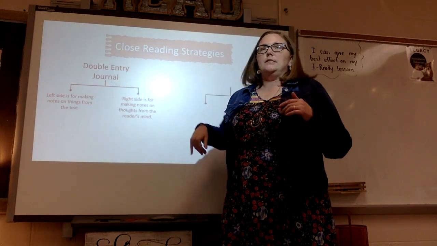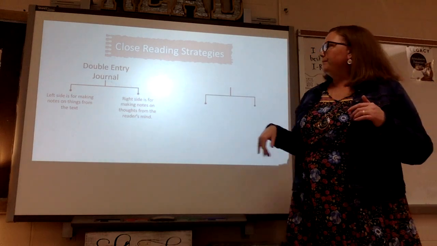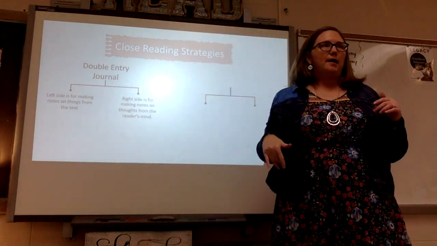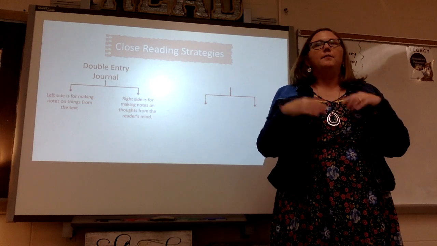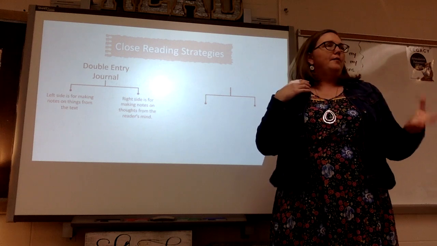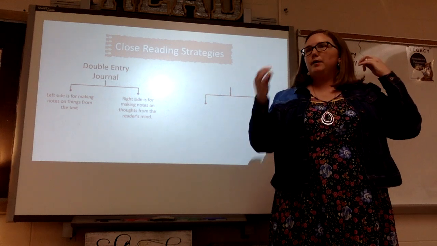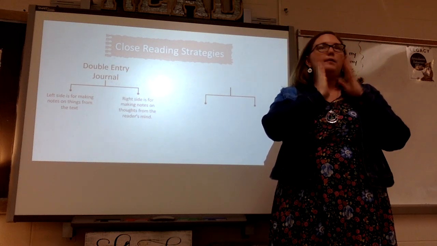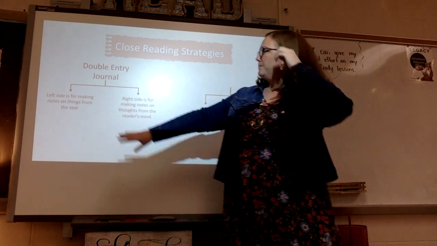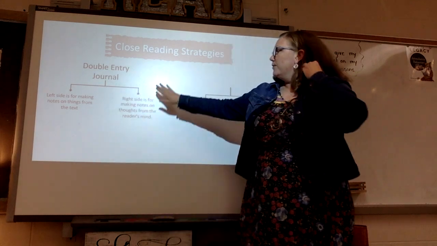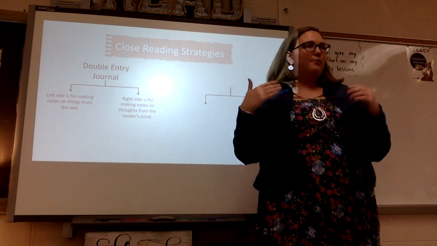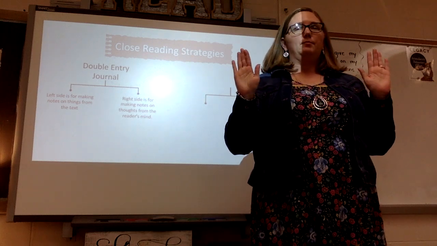The first one is called a double entry journal. Okay? The left side of their journal is for making notes on things from the text, okay? Things that stood out to them, things they wonder about, vocabulary, imagery, anything like that. As they're reading notes, you can give them specific things you want them to look for, or it can just be notes on the text. The right side is for thoughts that they have while they're reading. Okay, so that's why it's called a double-sided.